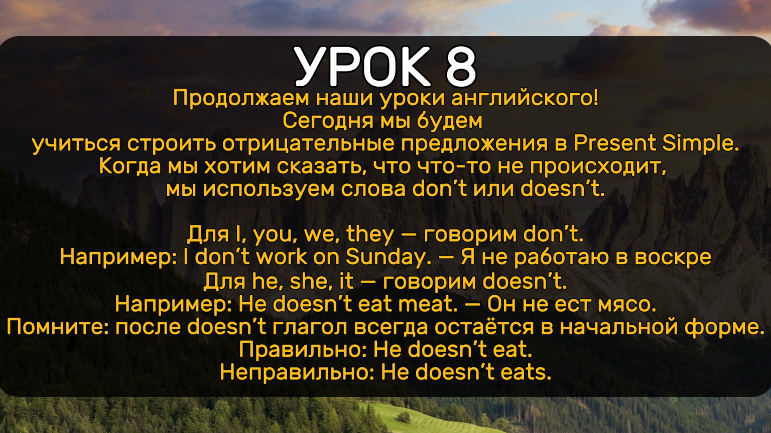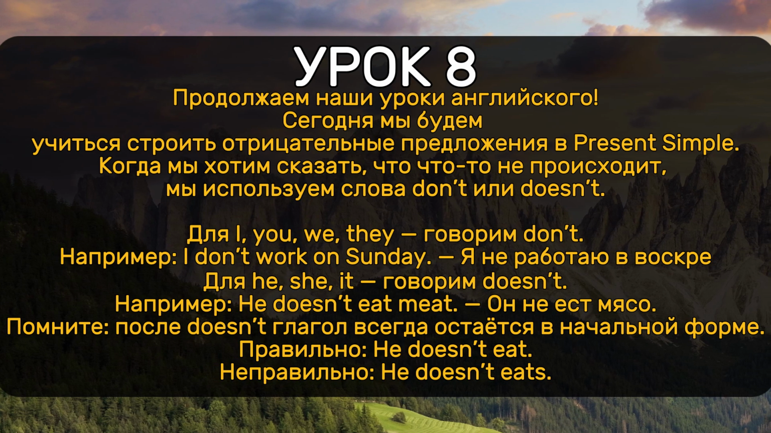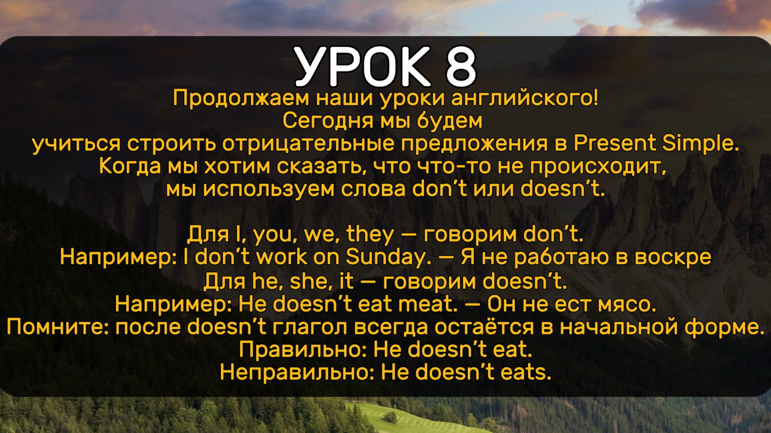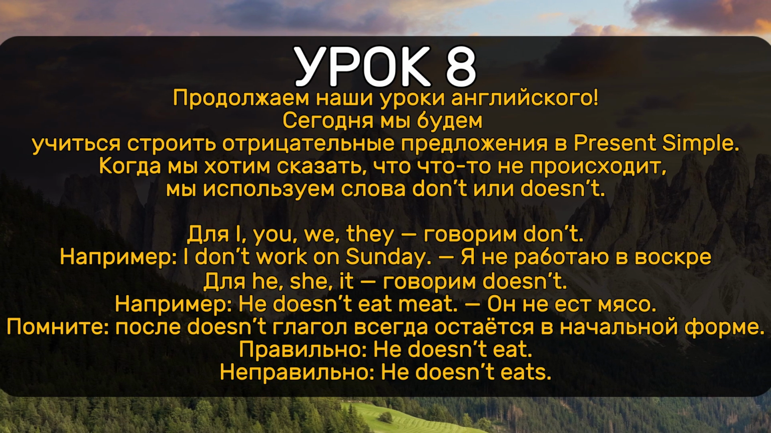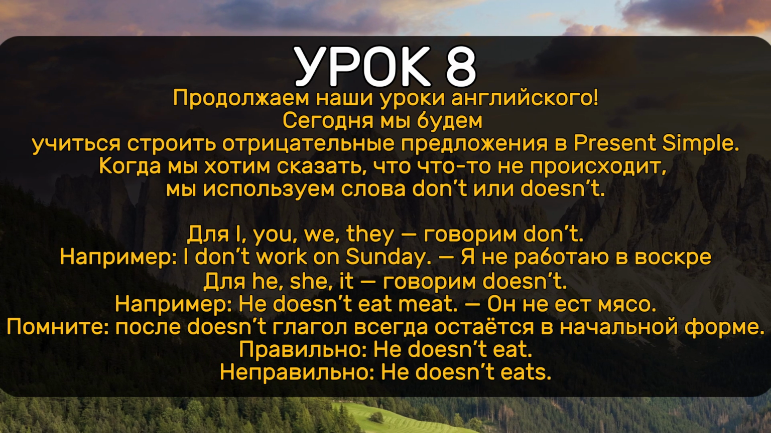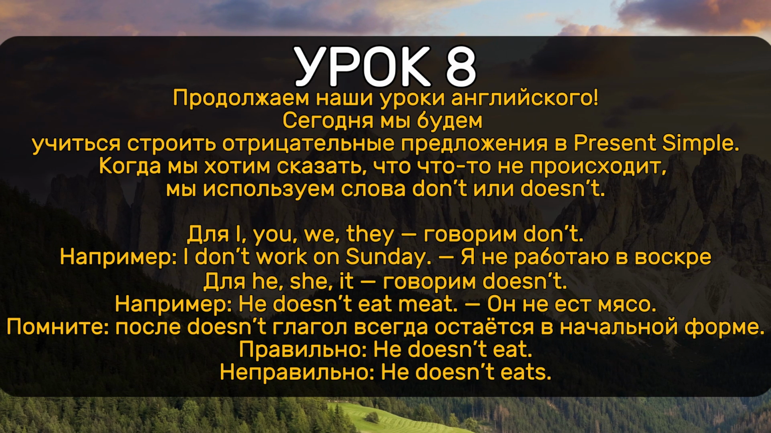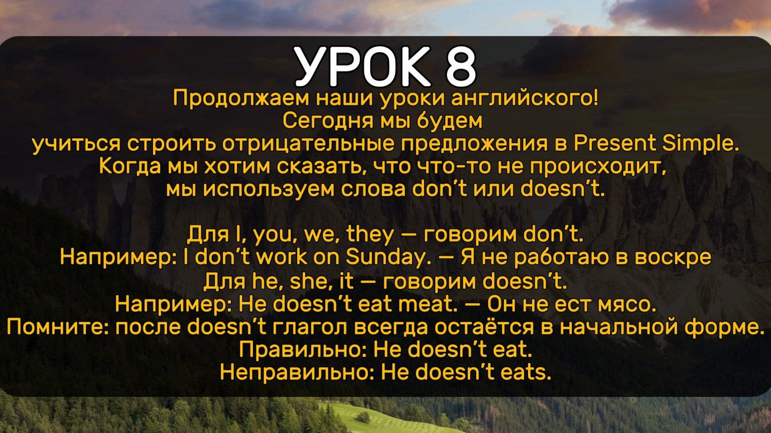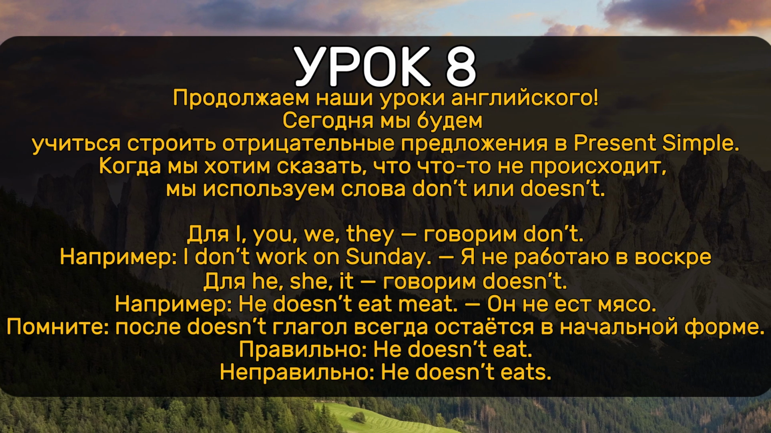Продолжаем наши уроки английского. Сегодня мы будем учиться строить отрицательные предложения в present simple. Когда мы хотим сказать, что что-то не происходит, мы используем слова don't или doesn't. Для I, you, we, they говорим don't. Например, I don't work on Sunday. Я не работаю в воскресенье.